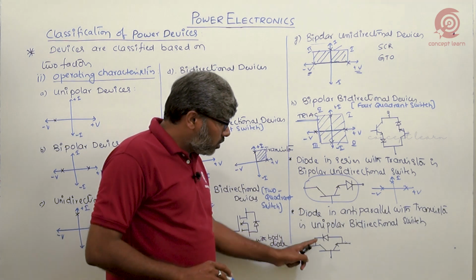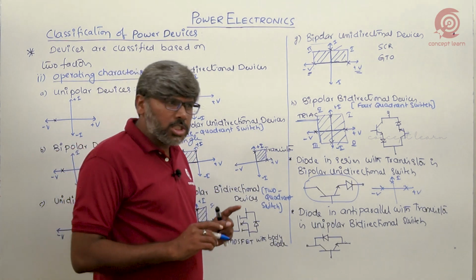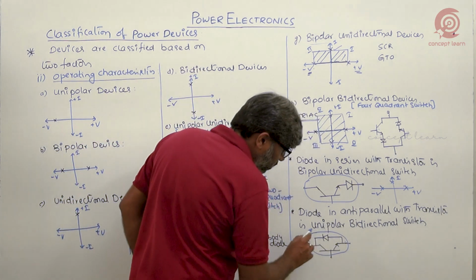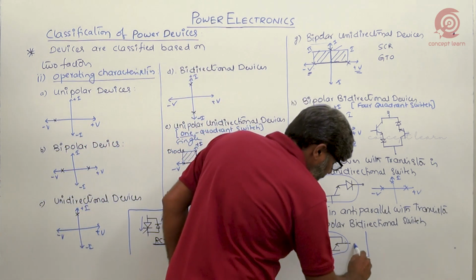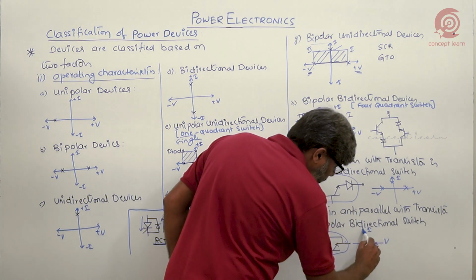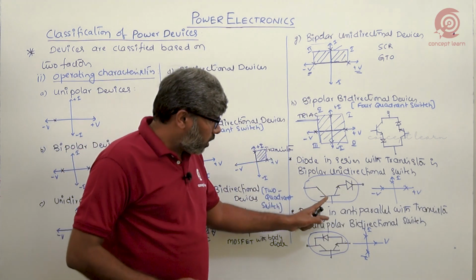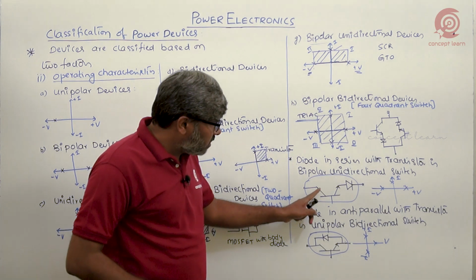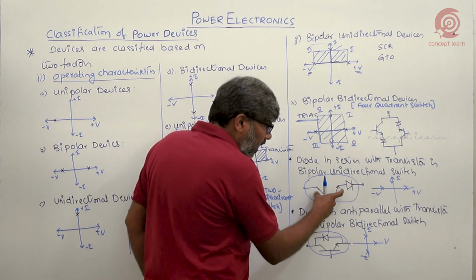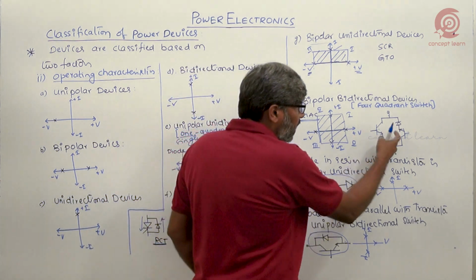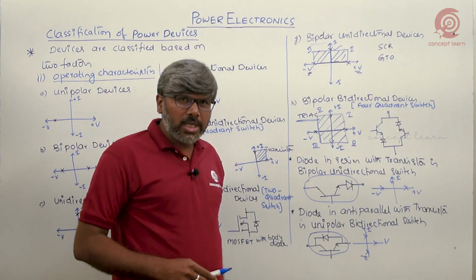Suppose a diode is anti-parallel with the transistor, then this composite switch is a unipolar bidirectional switch. So these two are very important. When you have this connection, transistor with series diode, basically it is a bipolar unidirectional switch. Now when you connect this composite switch in anti-parallel, then we get 4-quadrant switch operation. This is a very important thing in examination.